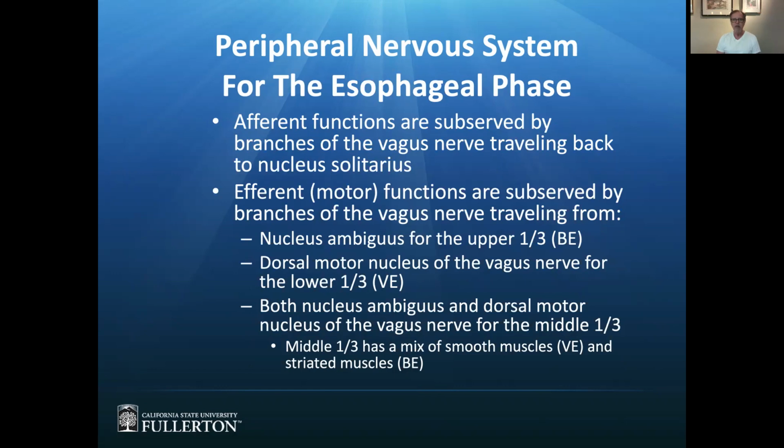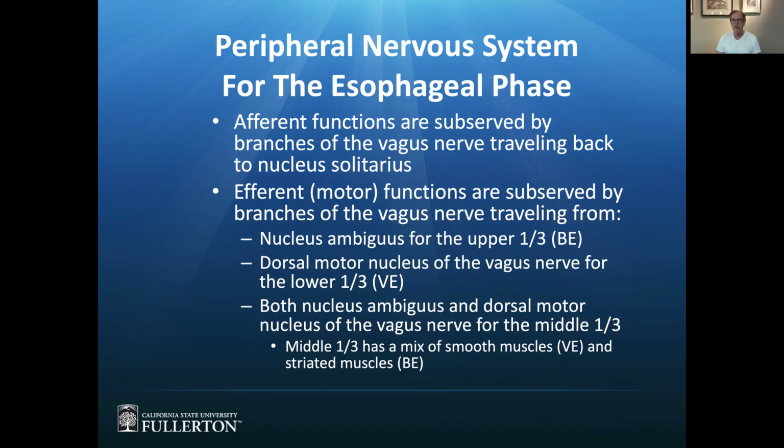All right, so the afferent functions are subserved by branches of the vagus nerve traveling back to the nucleus solitarius. That is wrong. It's branches of the glossopharyngeal nerve, and I will correct that on the slide so that by the time you've got your slides, it's going to say afferent functions are subserved by branches of the glossopharyngeal nerve traveling back to nucleus solitarius.